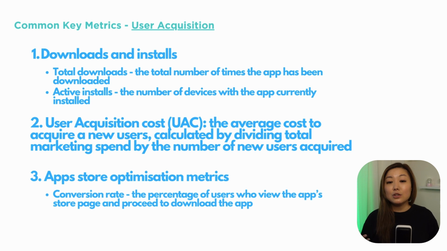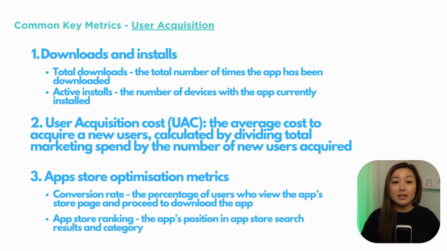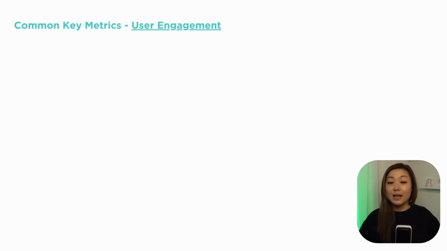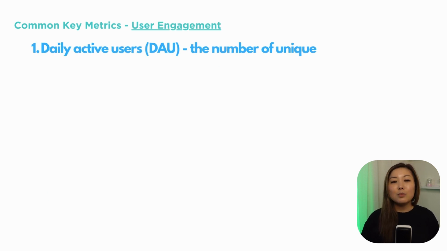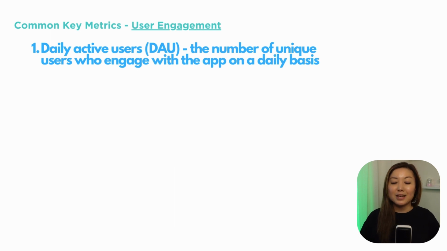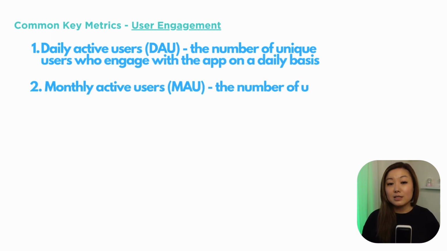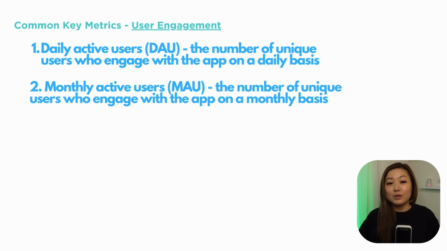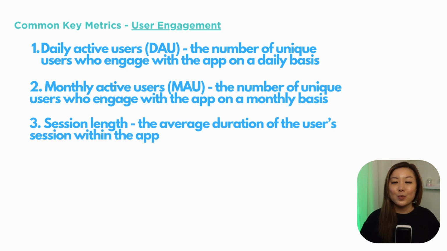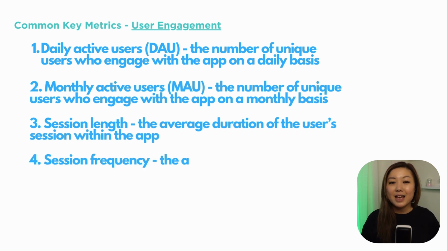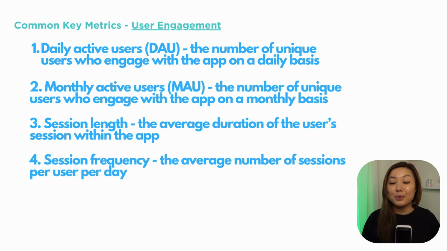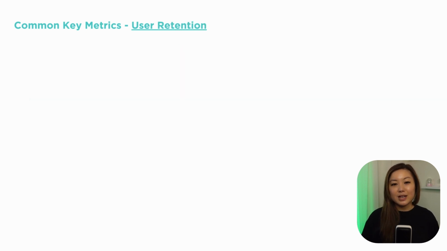Conversion rate: the percentage of users who have viewed your App Store page and proceed to download it. The App Store ranking: the app's position in the App Store search results and category ranking. Then we have user engagement. Daily active users: the number of unique users who engage with the app on a daily basis. Monthly active users: the number of unique users who engage with the app on a monthly basis. Session length: the average duration of a user session within the app. Session frequency: the average number of sessions per user per day.